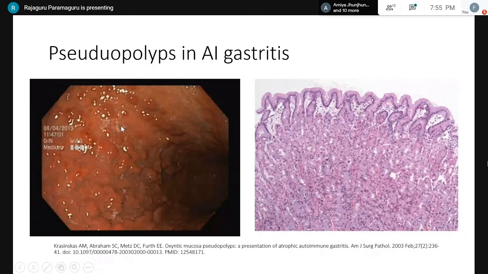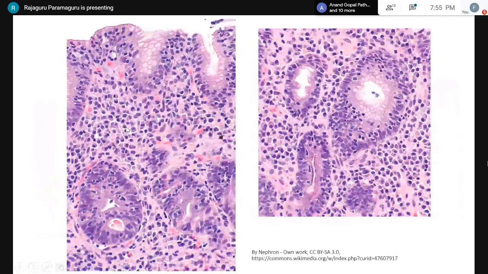So now I'm going to show this. I've shown this image. Can anyone tell what the diagnosis could be for this particular case? If there is any comment, let me know, please.